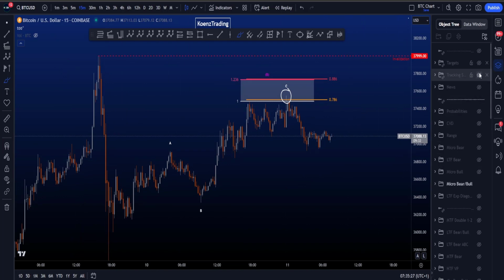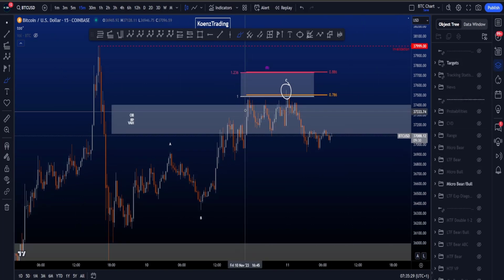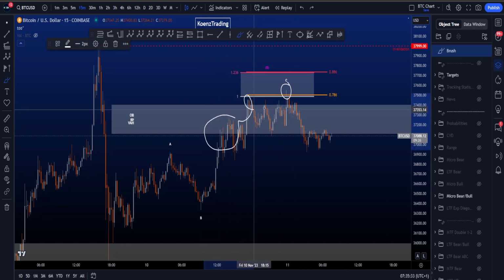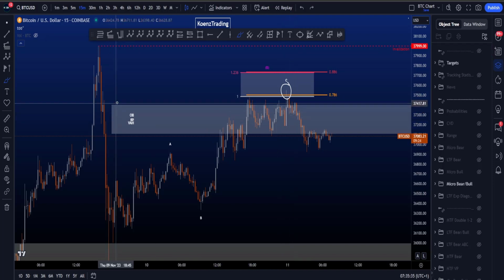When we look at the resistance boxes, we did have the white box over here, which we got into, and it acted as resistance. Eventually price was ranging inside this box for quite a while.